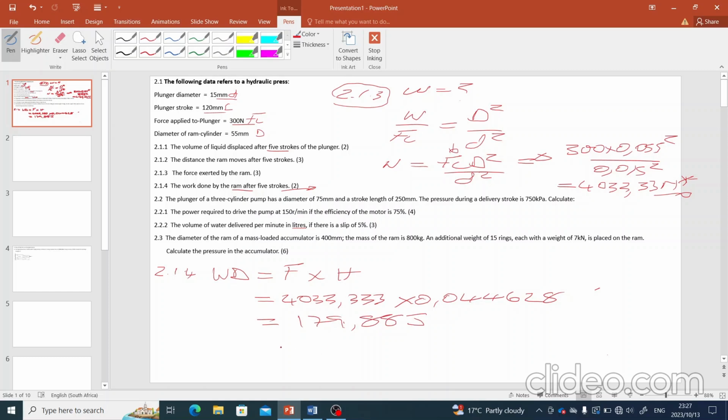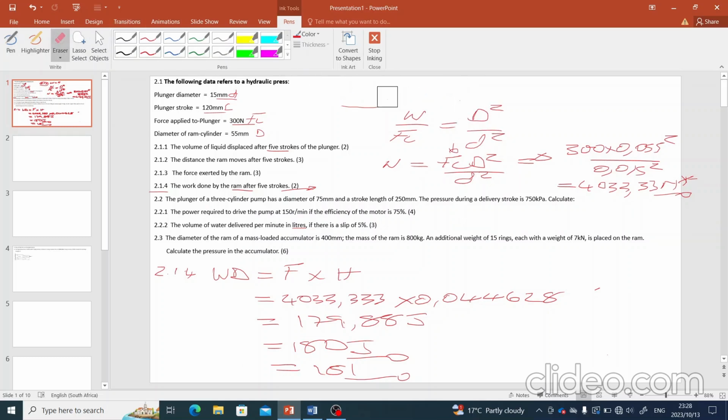Then you get your answer there as 179.88 joules. Those who wrote it as 180, I did credit them, and those who gave me 181, I did credit them. It is within the tolerance. Now, this is how you tackle question 2.1.4. I hope you can see where you've made your errors there.